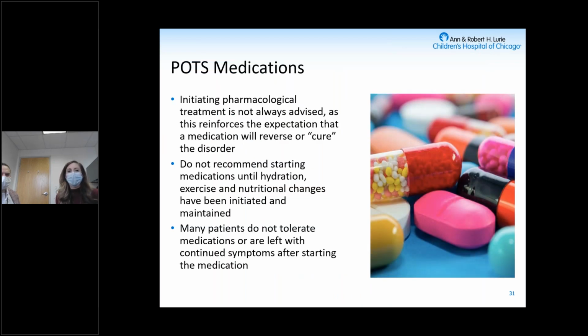Medications. Initiating pharmacological treatment is not always advised, as this reinforces the expectation that a medication will reverse or cure the disorder. That's really important with this population. And we do not recommend starting medication until hydration, exercise, and nutritional changes have been both initiated and maintained. Many of our patients do not tolerate medications or are left with continued symptoms after starting the medication.